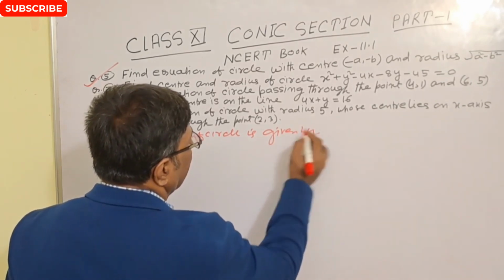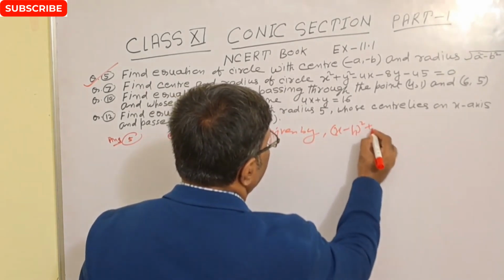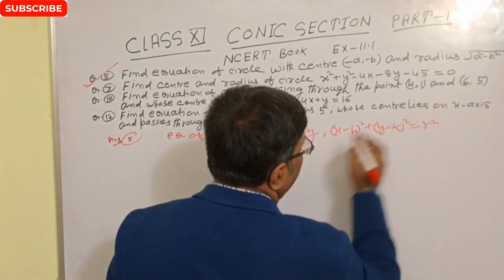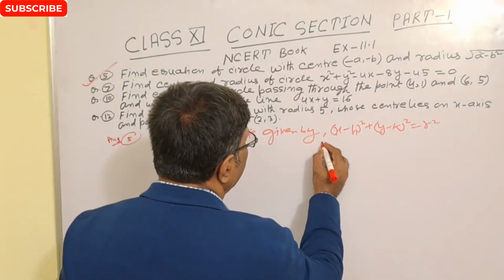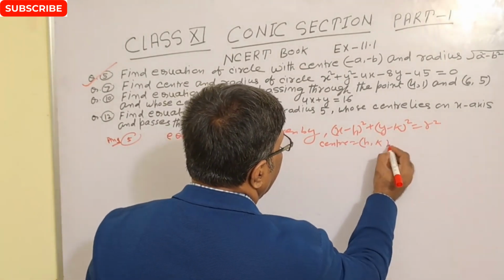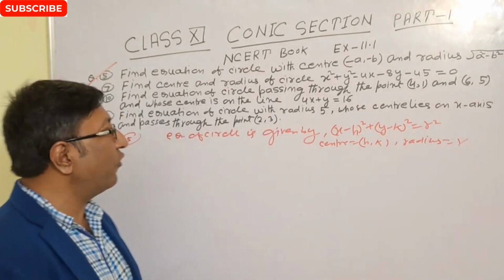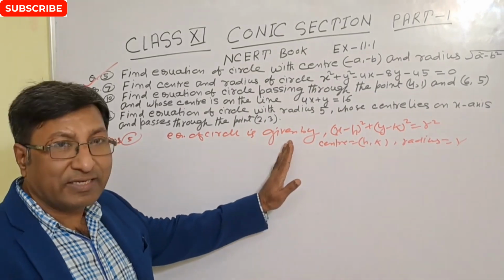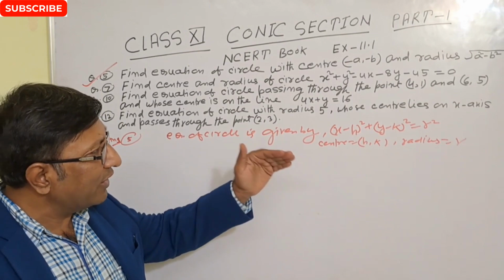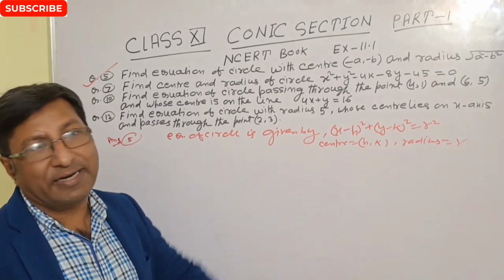given by x minus h whole square plus y minus k whole square equal to r square, where center क्या होता है? Center is what? That is hk and radius is r. Okay, so this is the basic formula. Equation of circle is given by x minus h whole square plus y minus k whole square equal to r square, where center is hk and radius is r.